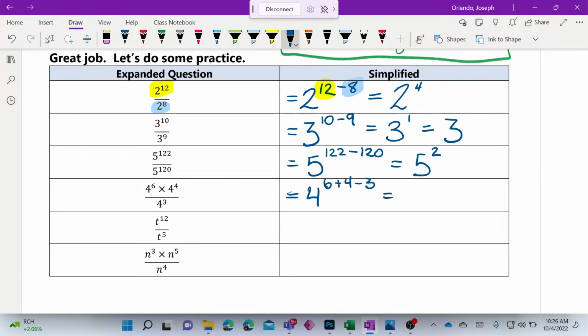Very good. That's right. This is just giving you multiple instructions: multiply by itself 6 times, then multiply by itself 4 more times, and then divide by it 3 times. There's no reason you can't do all three at once. 4 to the 6 plus 4 minus 3, and indeed, that is 4 to the power of 7. Very good. I hate that 7. I loathe it. I still don't love it, but it's better. We're going to go with it.